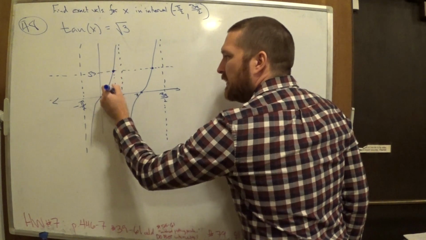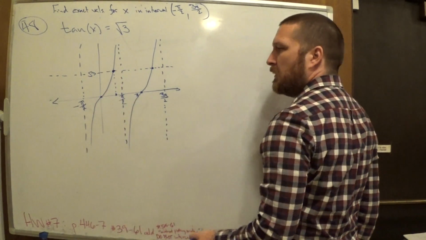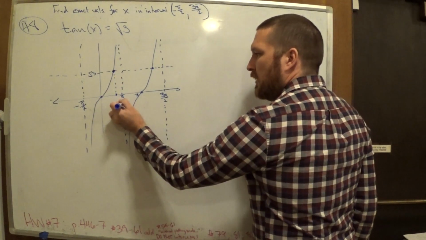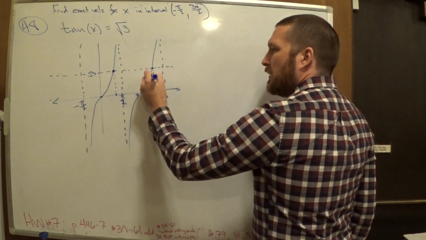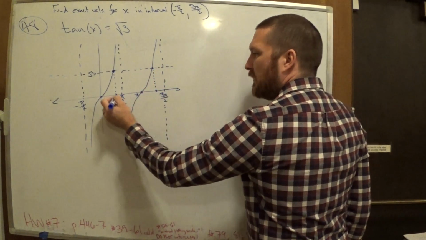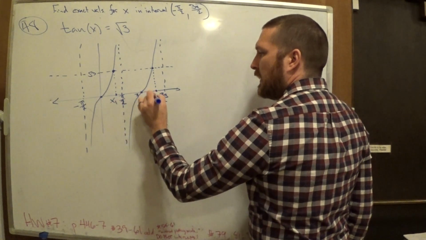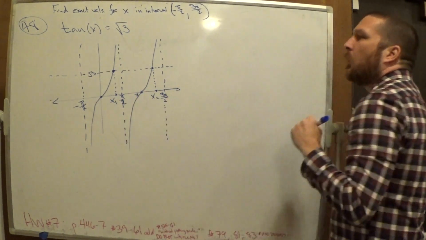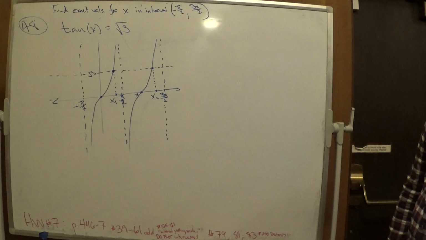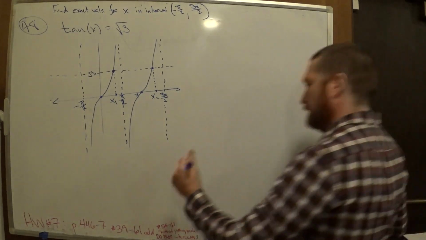One of them is going to live here in which quadrant? Quadrant 1. The other one's going to live in quadrant 3. So I'm going to call this x1, x2. Now, what triangle do you know has a root 3 in it? 30-60-90.